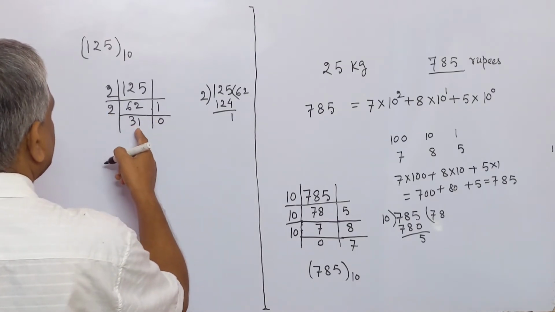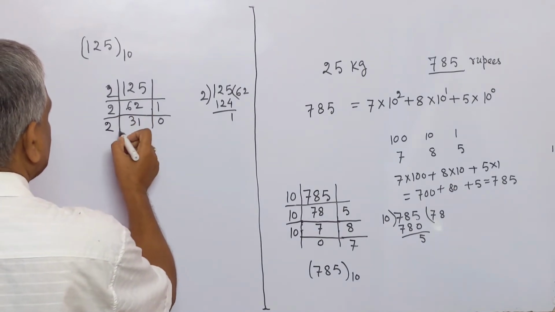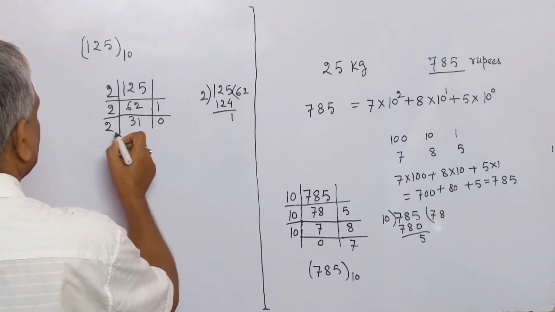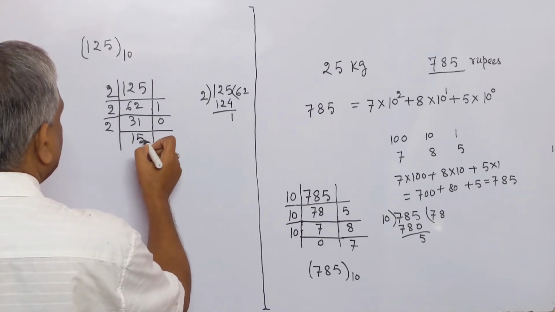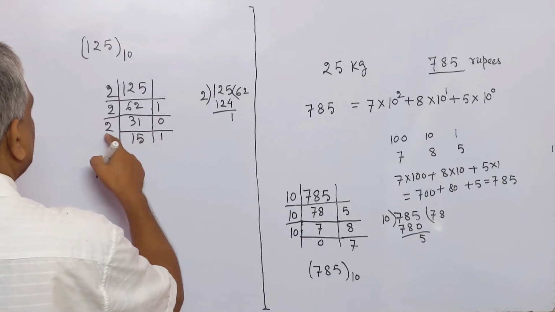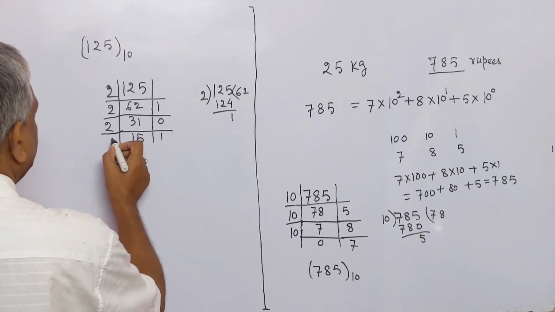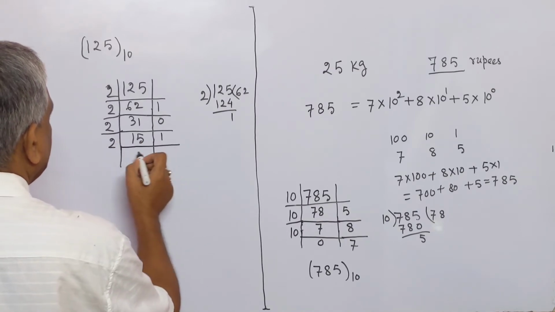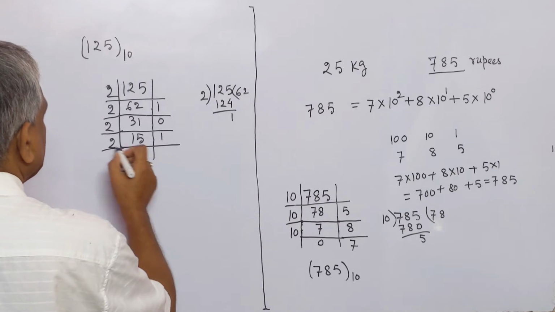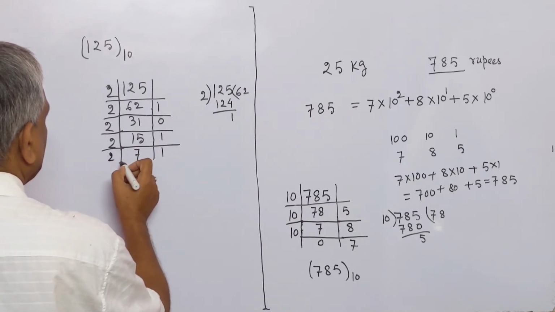2 multiply 31 is 62. Now again we divide this 31 by 2. We get quotient 15 and remainder is 1. 15 2s are 30, remainder 1. Again we divide 15 by 2. We get quotient 7, 2 7s are 14, remainder 1. Again we divide this 7 by 2.